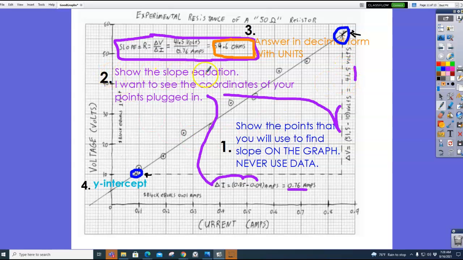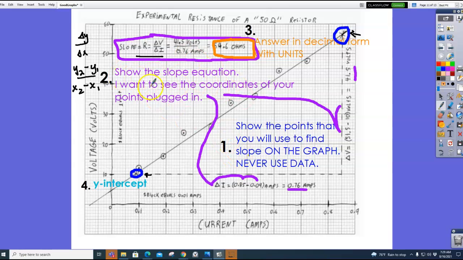Number 2, show the slope equation. This says delta v over delta I. Typically, you can write delta y over delta x, or you can say y2, not y squared, y2 minus y1 over x2, not x squared. They are subscripts, not superscripts, and that's important. It's not just aesthetics. It's not just I like it this way. It is a language. Math is a language, and when you use exponents, you're saying something very, very different than if you're using subscripts. Okay, so write your slope equation.